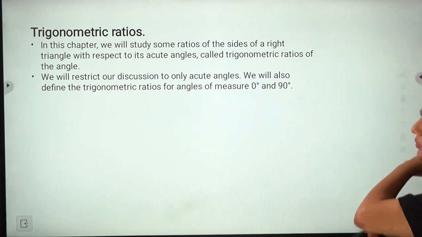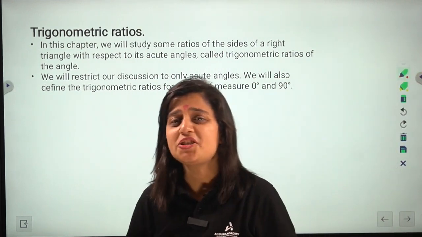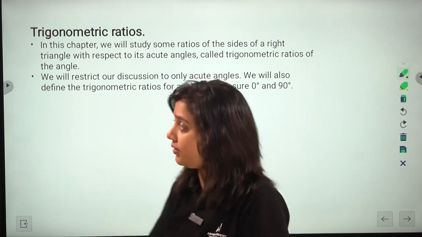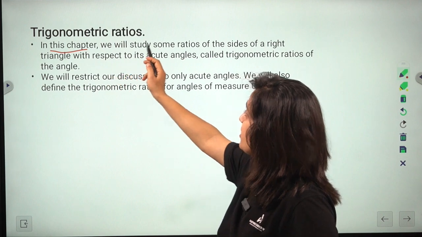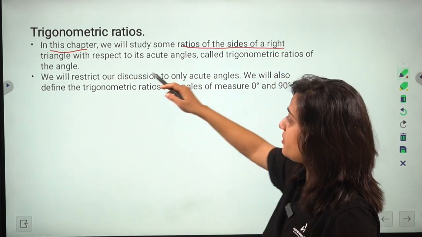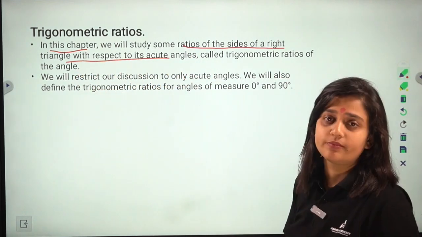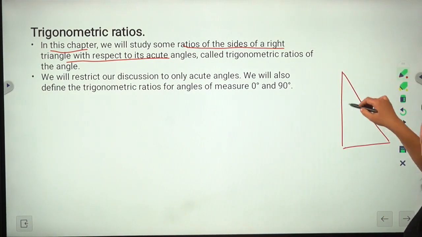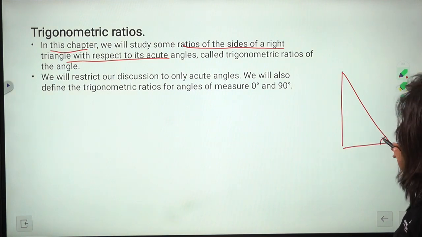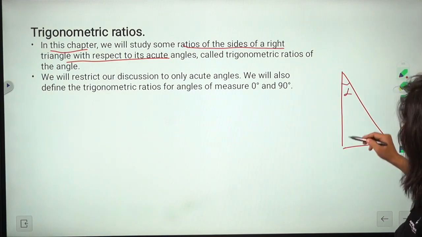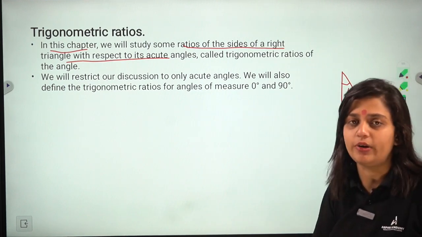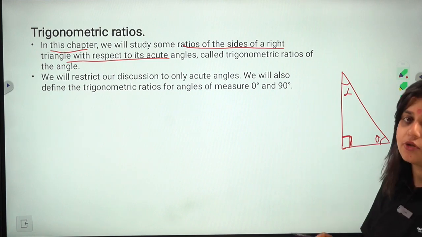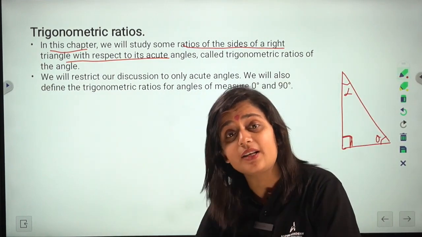Now see, trigonometric ratios. In this chapter we have to study certain trigonometric ratios. We will study some ratios of sides of a right angle triangle with respect to its acute angle. That means, see, this is a right angle triangle. We'll study about these sides with respect to an acute angle. We have to calculate these two angles also, but not 90 degree. But yeah, in trigonometric ratios you will also find 90 degree. We'll study about that. Don't worry.